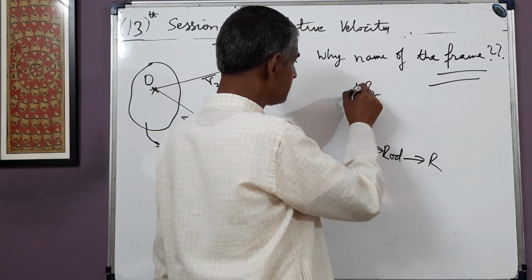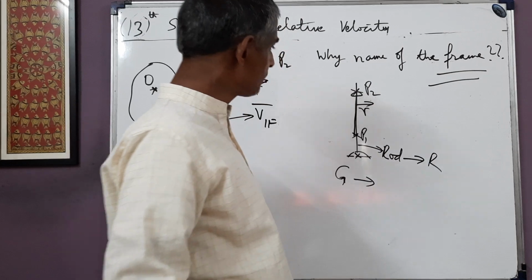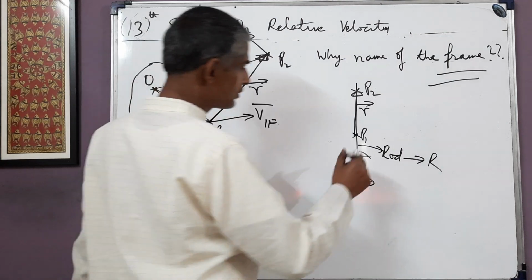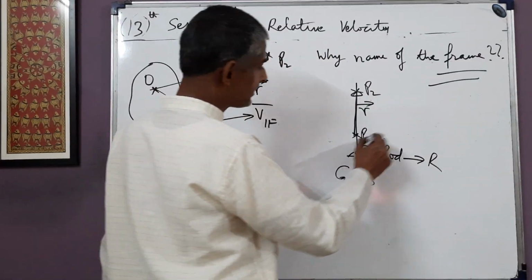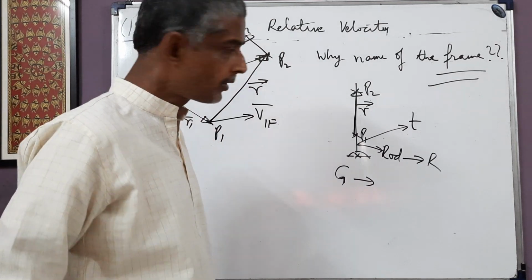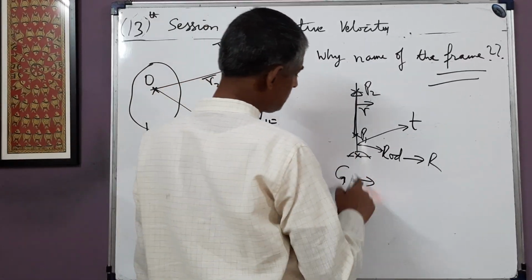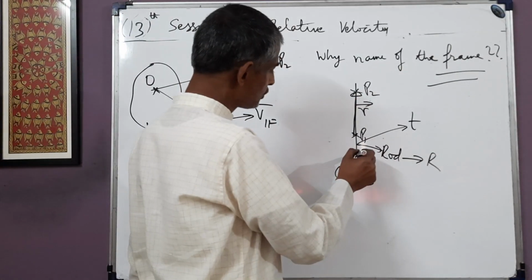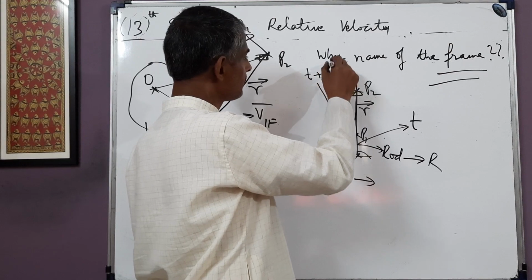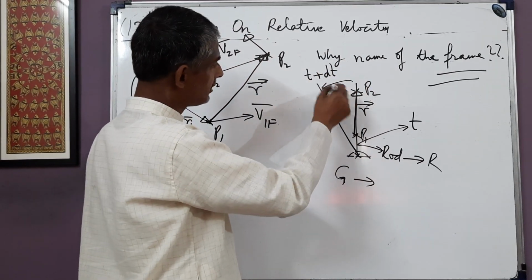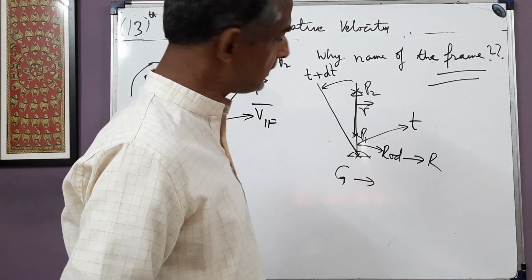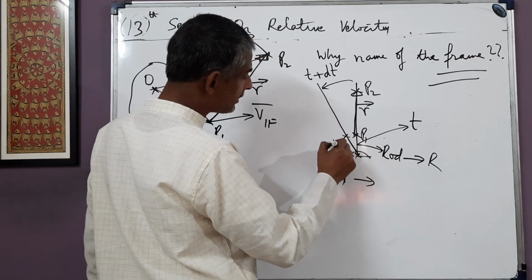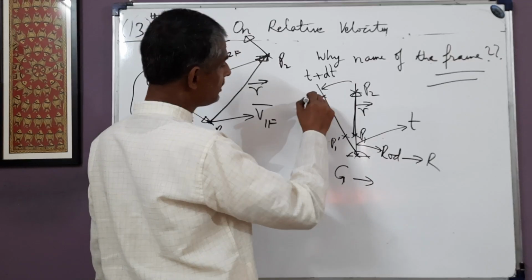The vector from P1 to P2 is vector R. Suppose this is the situation at time t. Now what happens? Suppose with respect to the ground, the rod turns. From time t to t plus dt, the rod turns anti-clockwise about its lowest point, the flexible joint pivot. So at t plus dt, P1 will come here, P1 dash, and P2 will come here, P2 dash.